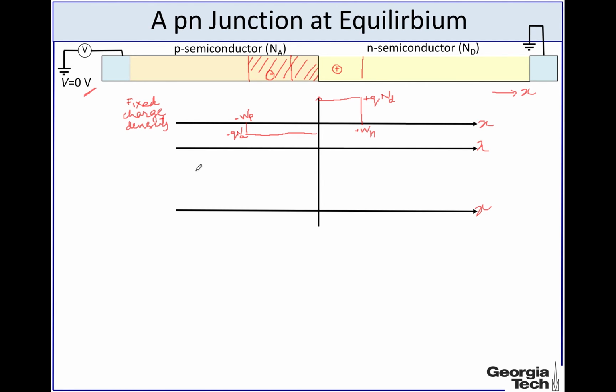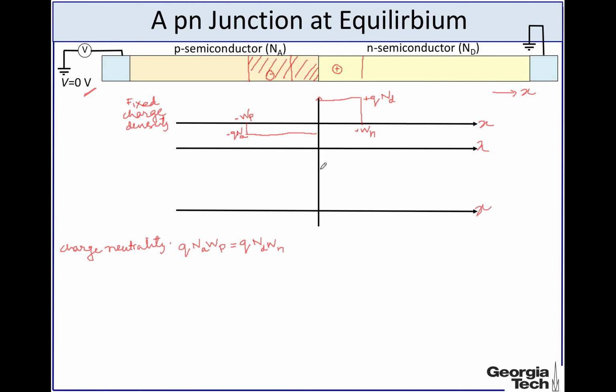Okay. Now the first thing is that based on charge neutrality, we have qN_A W_p equal to qN_D W_n. Basically it means that all the negative charge on the p side is compensated by the positive charge on the n side. Okay, so now what is the electric field?